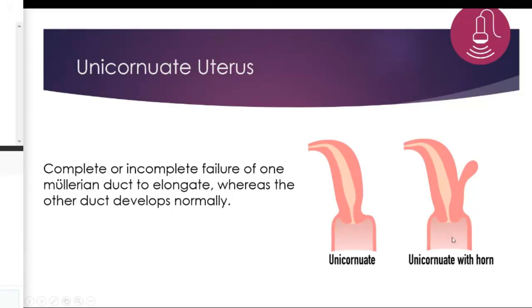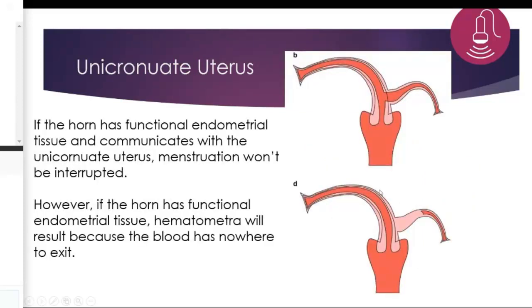A unicornuate uterus is most often associated with what we call a rudimentary horn on the other side. So almost just like a little nub of uterine tissue over there that never developed. Depending on how developed this uterine horn is, it may have functional endometrial tissue. It may not. It just all depends on the severity of the development of the unicornuate uterus.